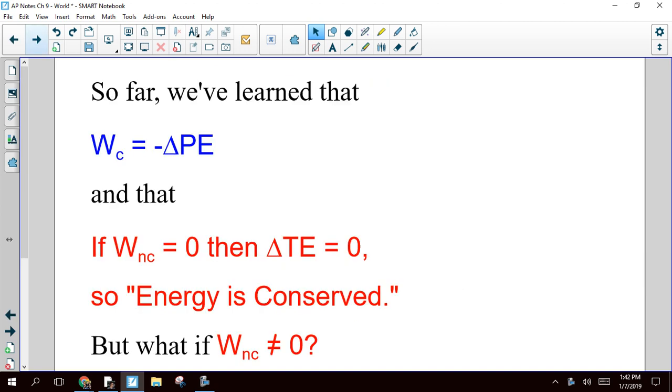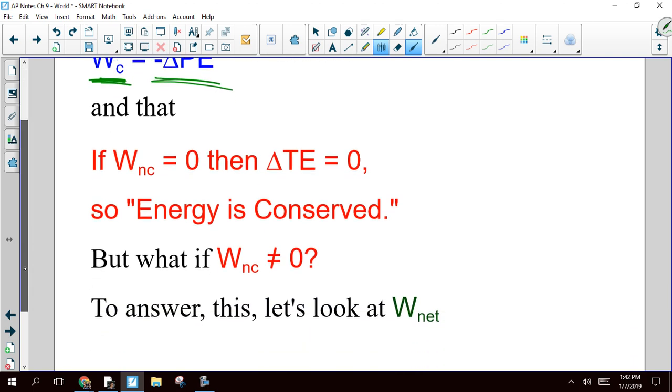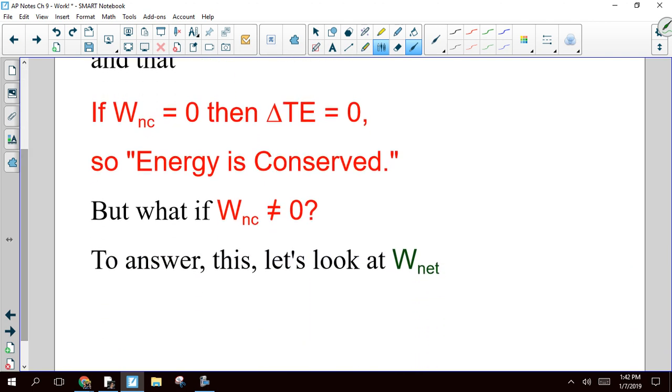So far, one of the things that we've learned is that if a conservative force does work, the work done by that conservative force is simply the opposite of the change in potential energy associated with that force. Up until now, largely in Chapter 8, most of the problems we were doing were problems in which our non-conservative forces didn't do any work, and so our change in total energy was zero. In my class, we referred to that as a problem in which energy is conserved, at least within the system.